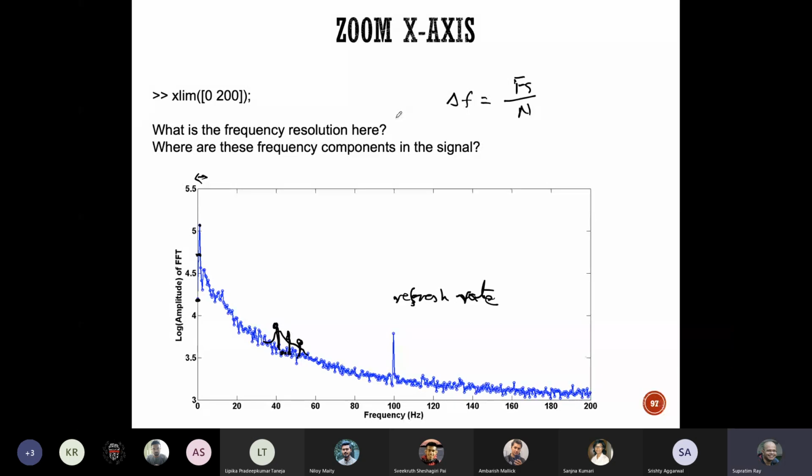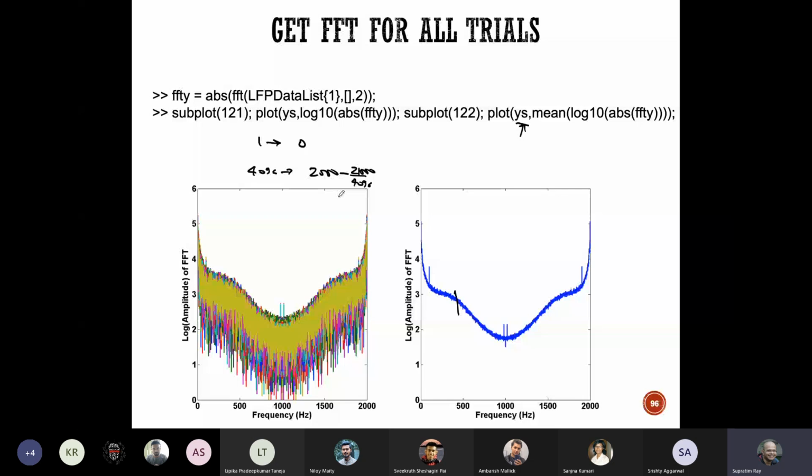Okay, so think about this. N is the total number of data points that I'm taking the FFT over, 4096 data points. Now the question is, what's the relationship between the number of data points that I have and the sampling rate? They ought to be proportional to each other, right? If I sample faster, I'll end up getting more data points.